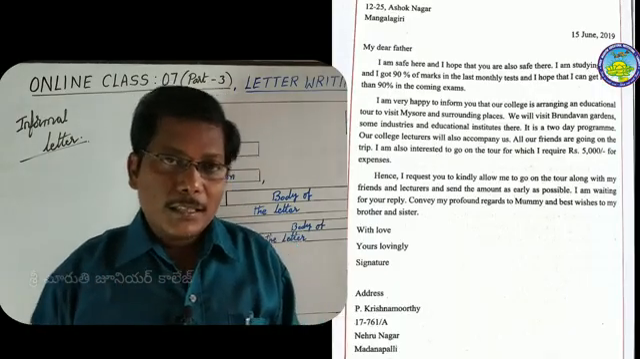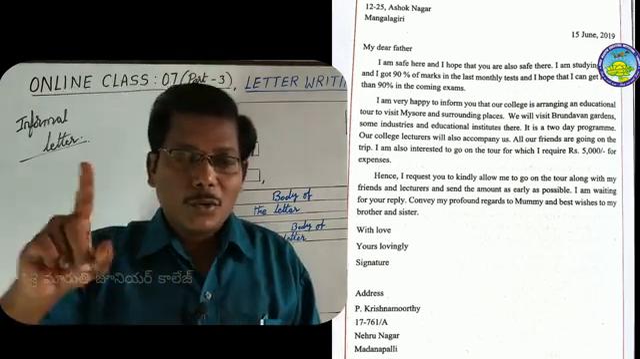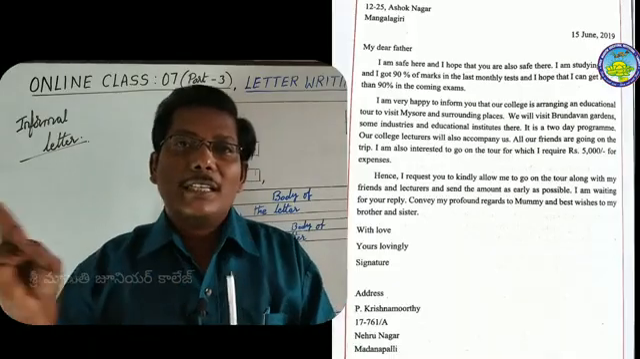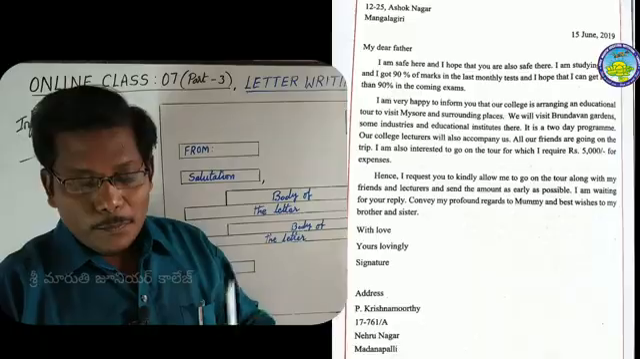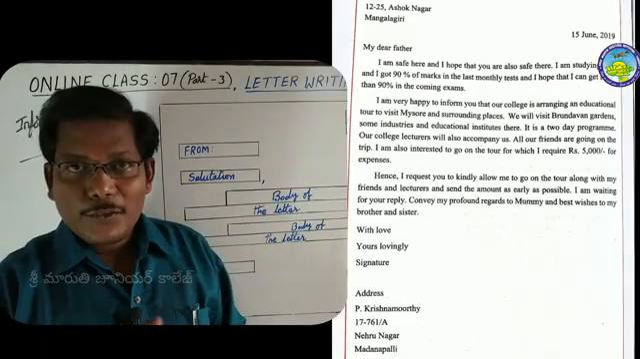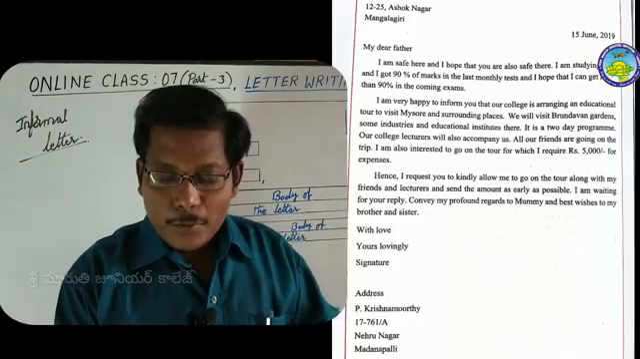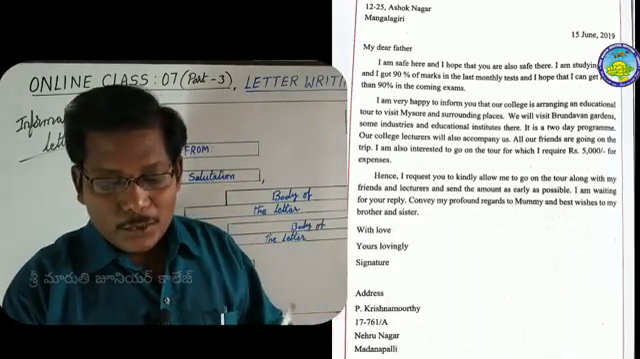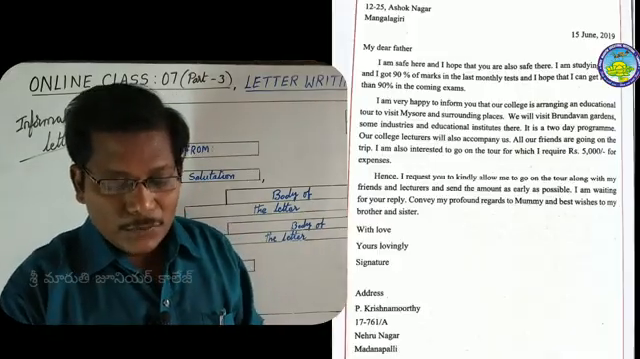In this letter, he is asking for 2 permissions. The first one is to allow him to go on the tour and the second one is to send him 5,000 rupees. "I am waiting for your reply." And finally, "Convey my profound regards to mommy and best wishes to my brother and sister." This is the ending.